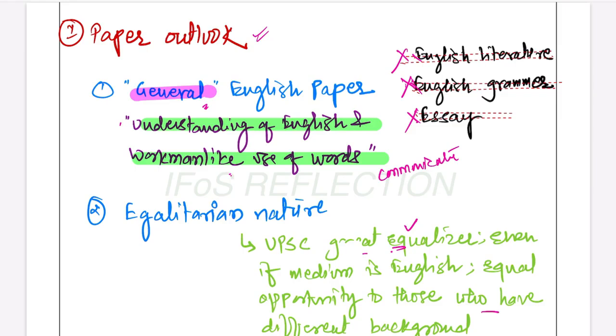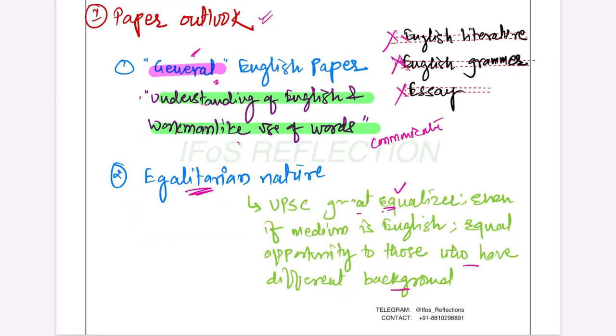So you need to inculcate, you need to understand and internalize the fact that this paper is very egalitarian and does not unfairly give advantage to those who have a strong urban elite English background, because the paper does not demand it. It is a quote unquote general English paper, and I am emphasizing it again and again.